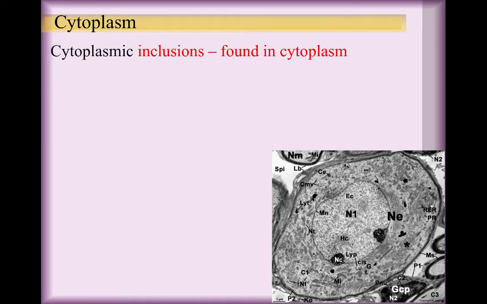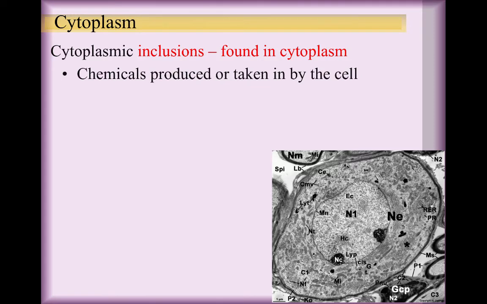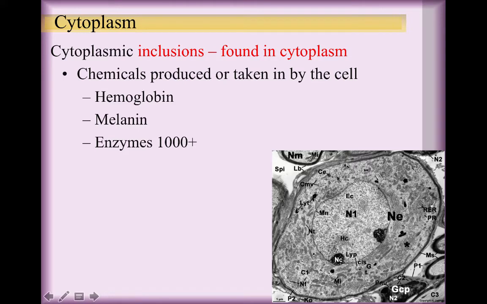Cytoplasmic inclusions are found in the cytoplasm, and they could be things that are produced by the cell, or they could be things that are taken into the cell. The cell produces lots and lots of things that are made from protein. We've already mentioned hemoglobin, and you know hemoglobin is a protein that carries oxygen, and so it's found primarily in red blood cells. Melanin is a protein that helps to give color to certain cells, and so cells with lots of melanin will be darker. And then enzymes are also protein, and cells will have thousands of enzymes that are free in the cytoplasm and help to catalyze reactions.